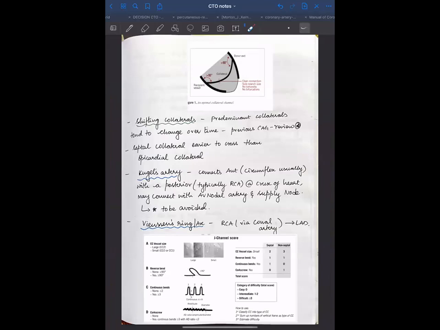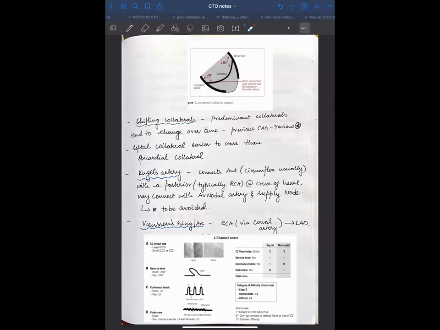Some names associated with these collaterals: one is called shifting collaterals. So predominant collaterals tend to change over time. They have seen that if more than 2 months has elapsed from the initial angiogram, the dominant collateral may change amongst the collaterals there. So we should always check before we plan. We should be ready for a change in the collateral anatomy if significant time has elapsed between the index angiogram and the procedure. So previous angiogram review is very important in view of these shifting collaterals.